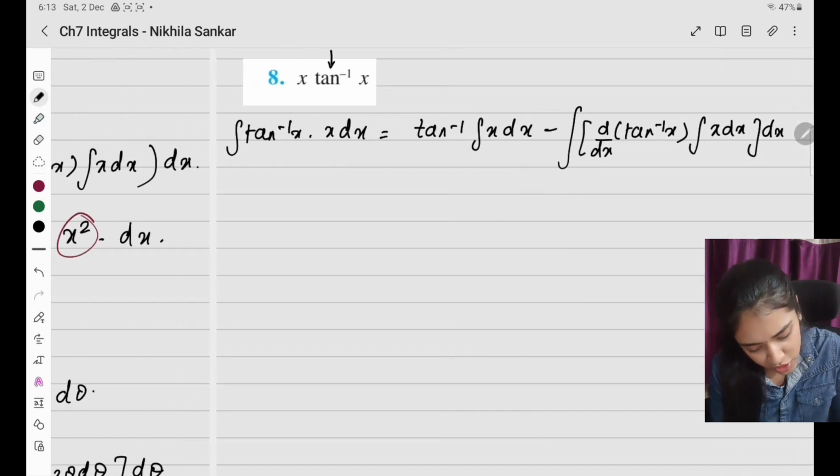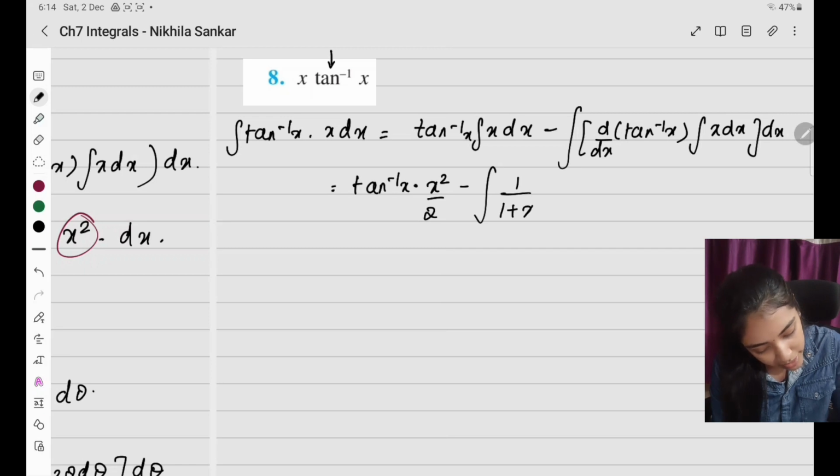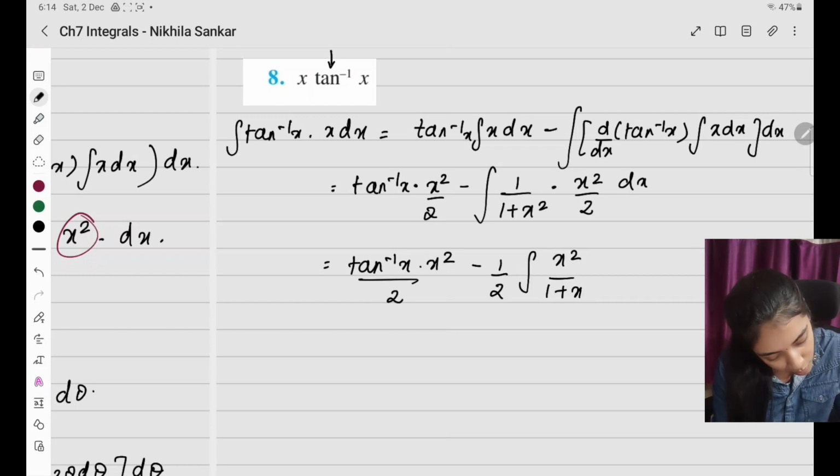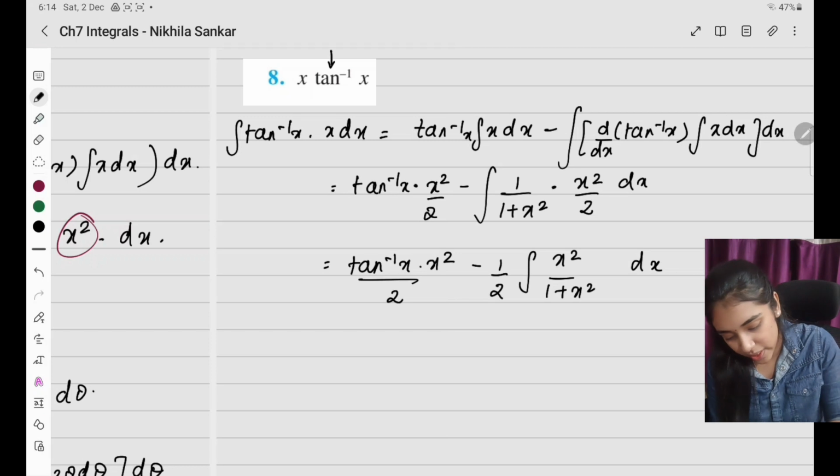Okay. So this when I simplify, I have tan inverse of x, tan inverse of x times integral x is going to be x square by 2 minus integral of d by dx of tan and 1 by 1 plus x square times integral of x dx is x square by 2 times dx. So this I can write it as tan inverse of x times x square divided by 2 minus 1 by 2 outside, integral kulla x square divided by 1 plus x square times dx. So I can split it like this.